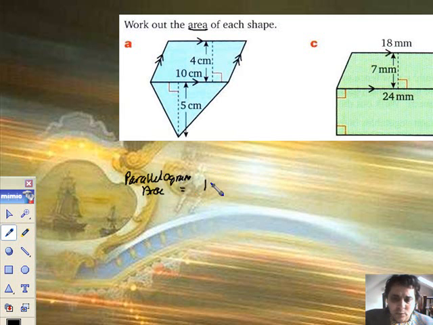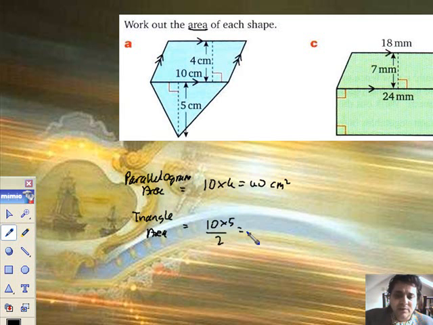So here we go. Let's do the parallelogram first. Base times height. What could be easier? 10 times 4, 40, and it's centimetres squared. Triangle. That's the bottom bit. What's that? Base times height. 10 times 5. Then you divide by 2. So 50 divided by 2, 25 centimetres squared.